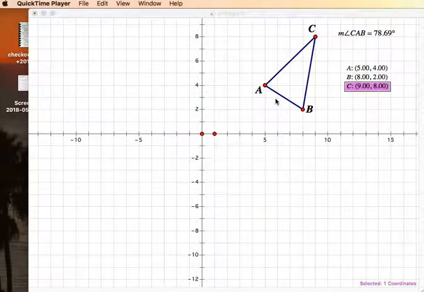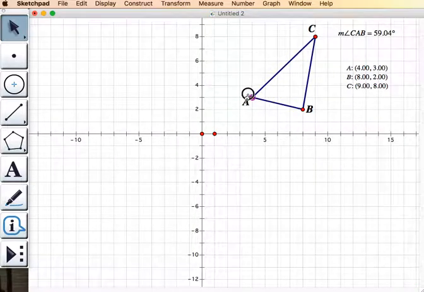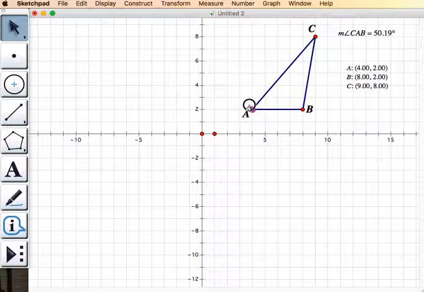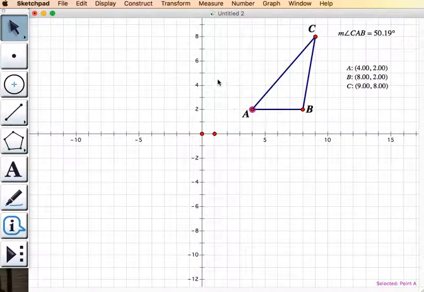So I've already drawn here a triangle in Geometry Sketchpad, and I've put up here the measure of this angle CAB, and also have the coordinates for each of these points. And we're snapping to the grid, so the points will stay even each time. And you can see I can drag this triangle around, and the coordinates change and the angle changes as it moves. And what I'm going to do is reflect it, first across the y-axis.